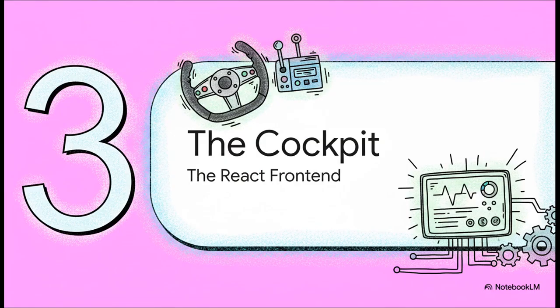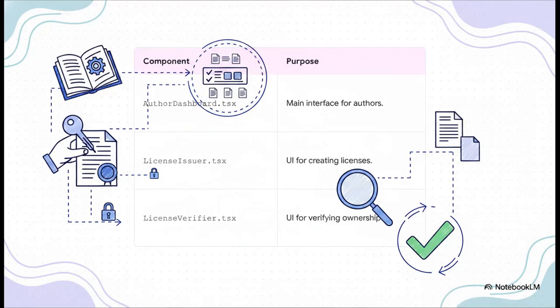So if the back end is this powerful engine tucked away, then the front end is the cockpit. It's the dashboard, the control panel. This is where you, the user, actually sit down and interact with all that power humming away under the hood. And that cockpit is laid out pretty simply. You've got the author dashboard, which is basically your home base where you can see and manage all your work. Then there's the license issuer, a specific tool for when you need to grant someone a license.